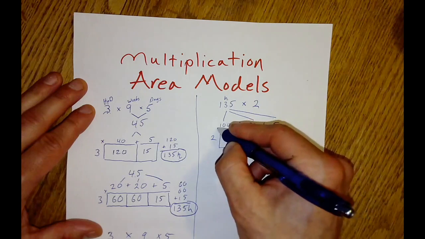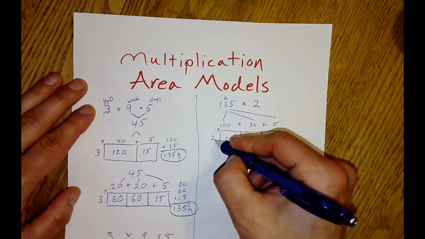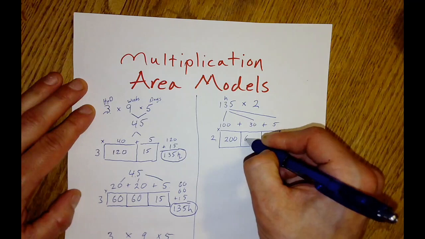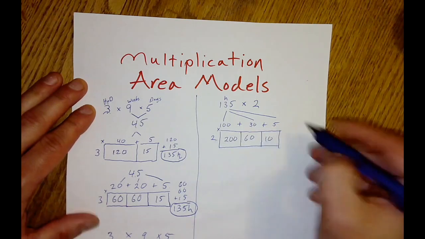First partial product, 2 times 100. Second partial product, 2 times 30. Last partial product, 10. Let's add those together.